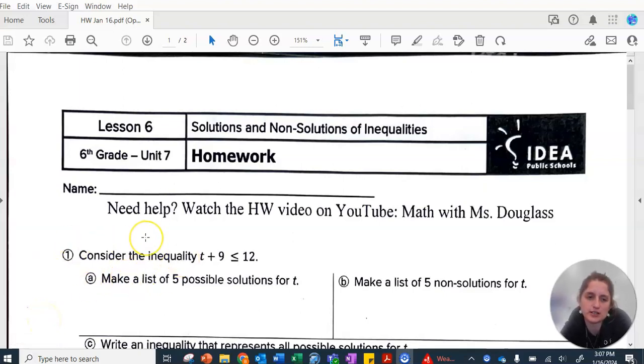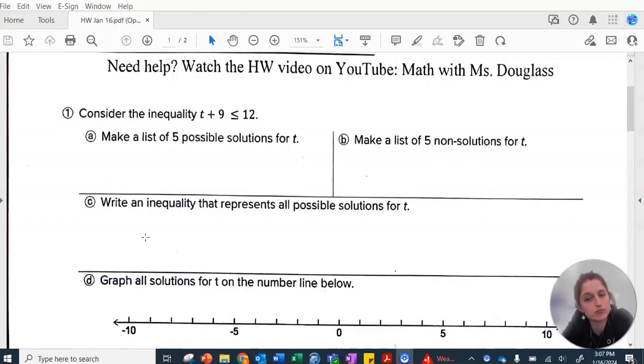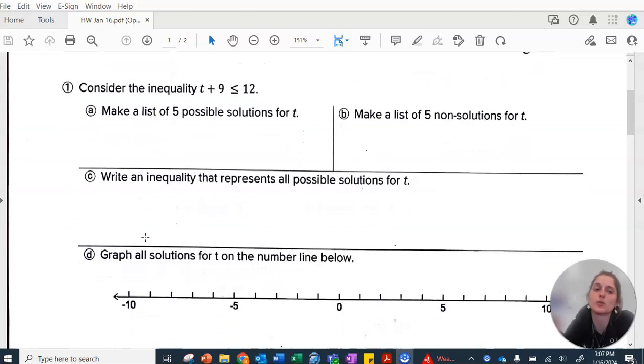Okay, so in the front it looks like this. It's actually technically only two problems, but they each have a couple parts. So the whole part 1, A, B, C, D, is all about the inequality t plus 9 is less than or equal to 12. So when I ask you to make a list of solutions for t, the way I do it is I solve the inequality and I isolate t, and then it's easier for me to understand all the things that could be less than or equal to it.